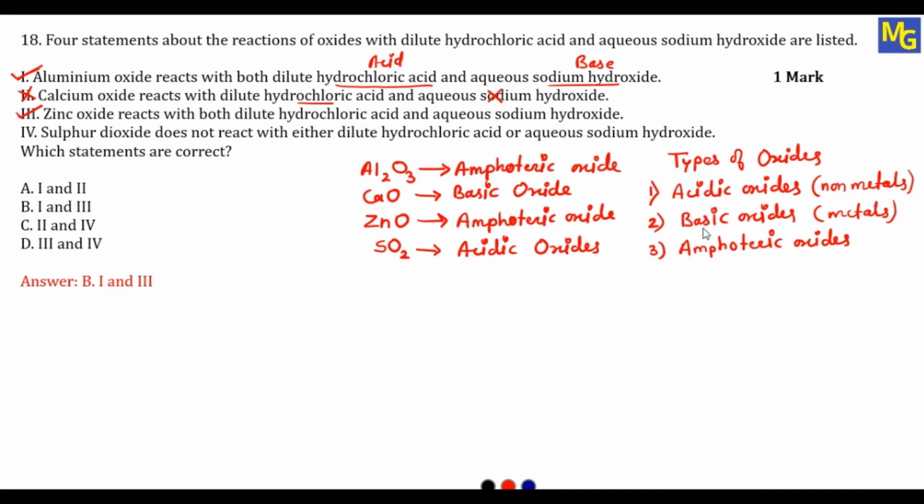Which is acid, which is base, and which is amphoteric. If this is an acidic oxide, it should react with base. It should not react with acid. They have told that sulfur dioxide will not react with acid, but they are saying it will not react with base also. But as we all know, because it is acidic, it should react with base. It should react with the sodium hydroxide. So this statement is wrong.